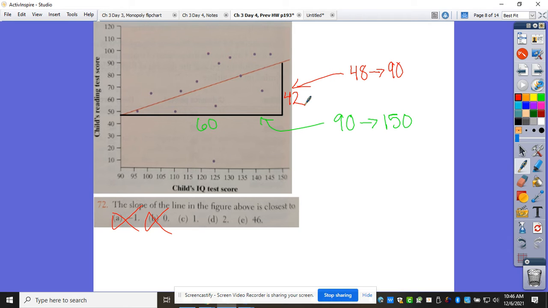So how do I figure out slope? Rise over run, change in y over change in x. It's a little bit over 2/3. So which of those possible answers is the closest one? C, which is 1.